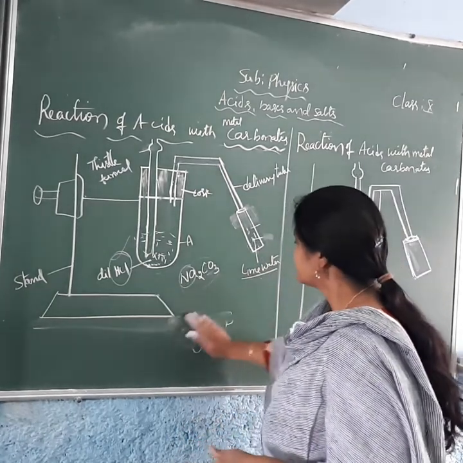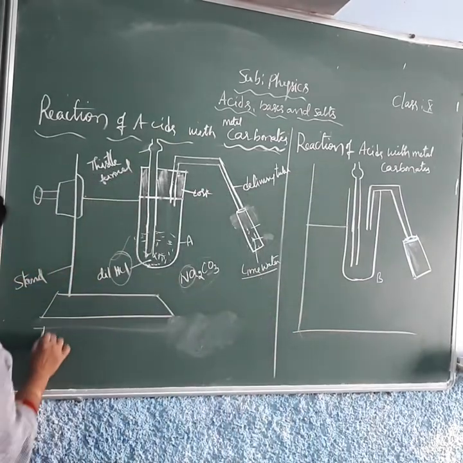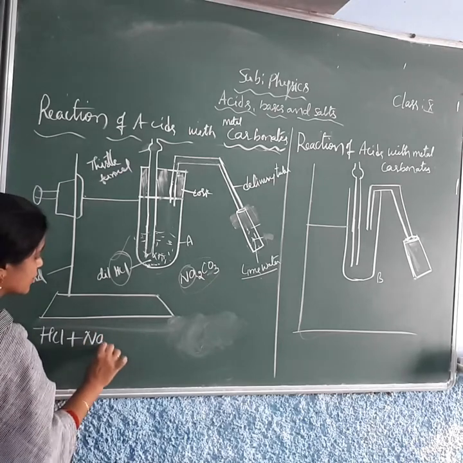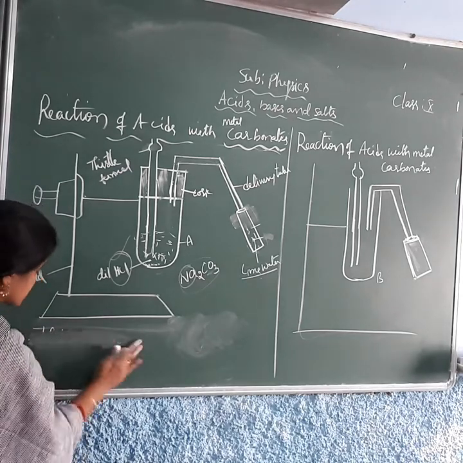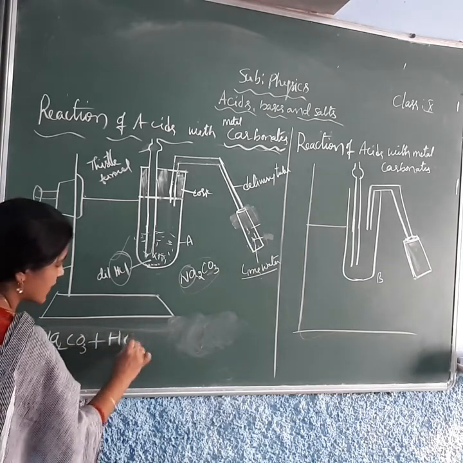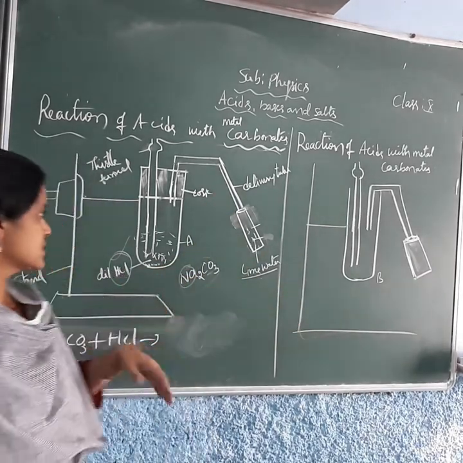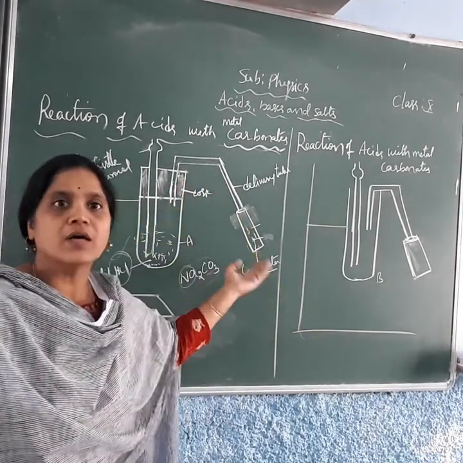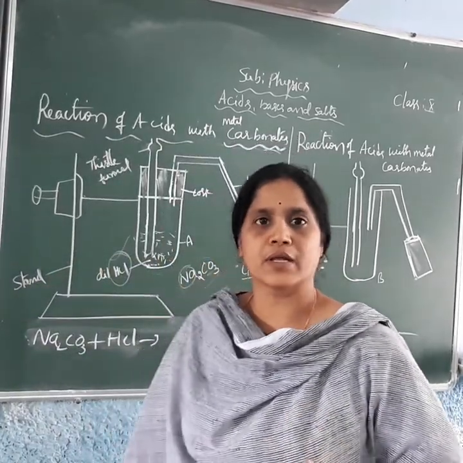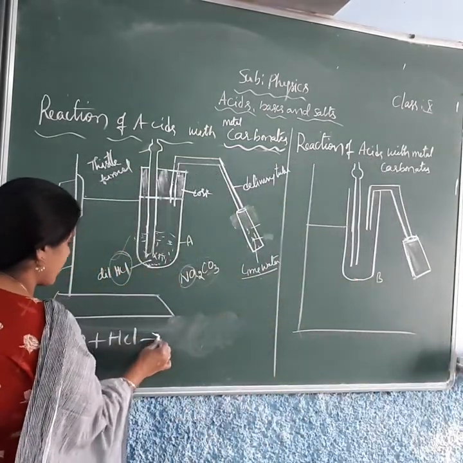Next, when an acid reacts with a metal carbonate, Na2CO3, it liberates gas. Carbon dioxide is evolved. It is the carbon dioxide that changes the lime water milky. So we will write what reactions are taking place and what products are formed.